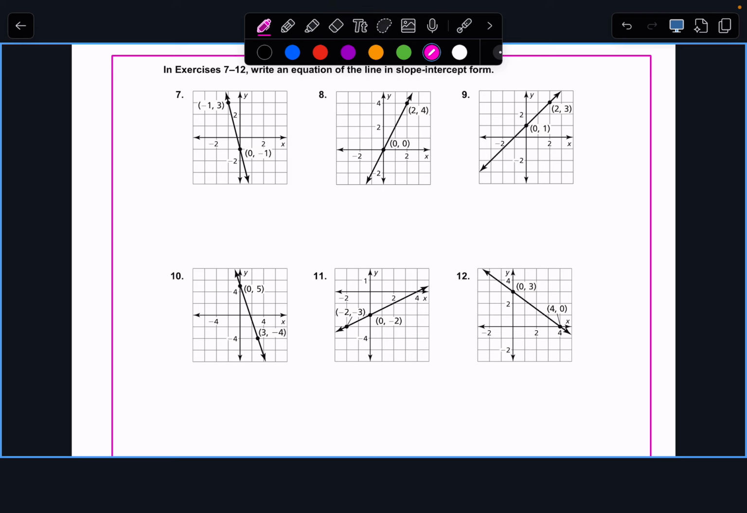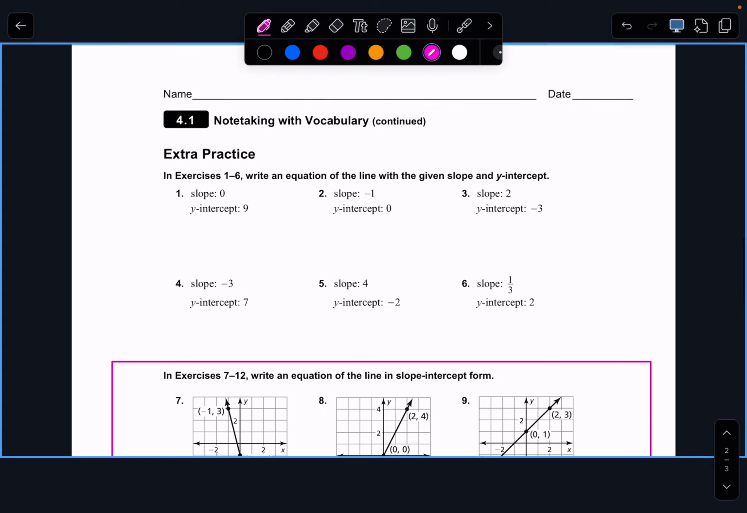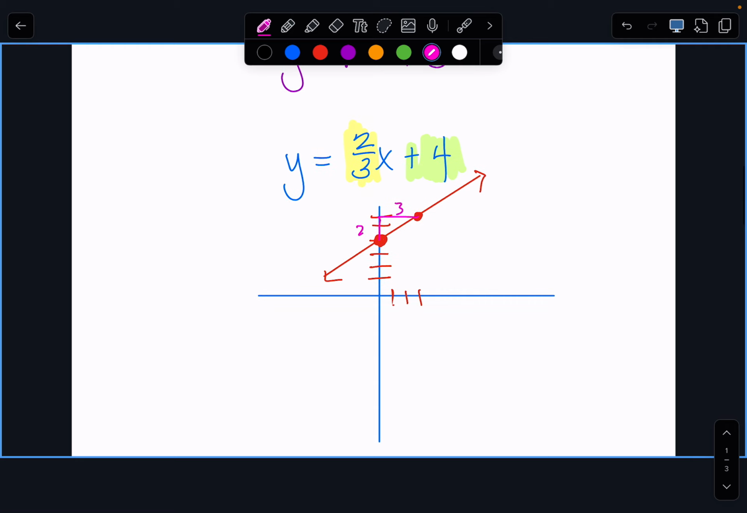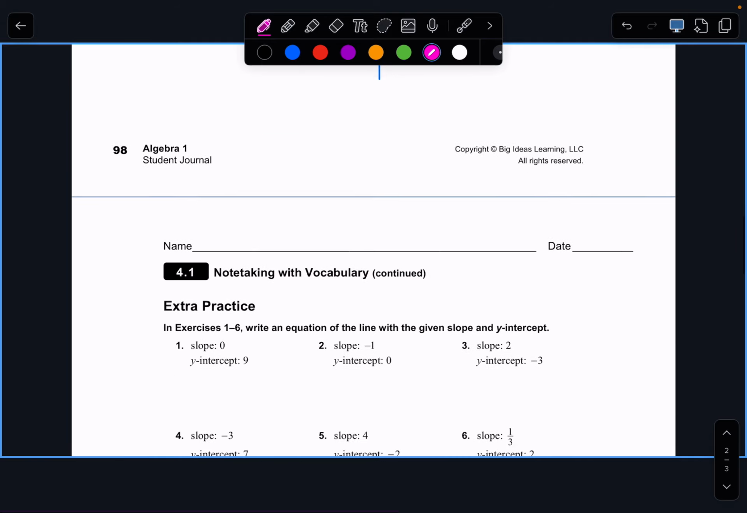You wrote the example graph wrong. I did? Yes. It's supposed to go left, not right. No, we have a positive slope, so I need to rise. Yep, it's okay.